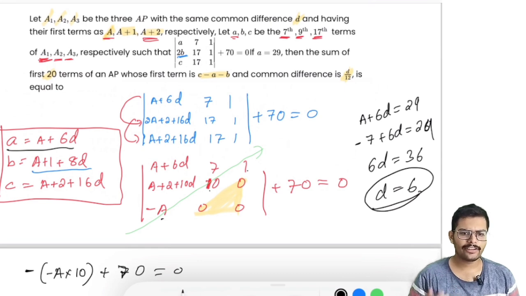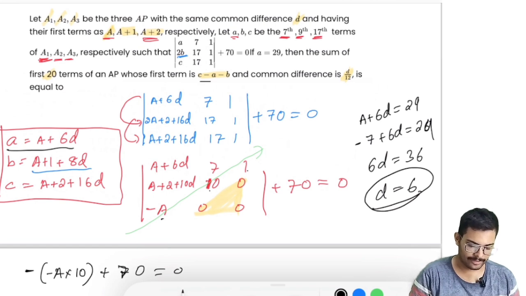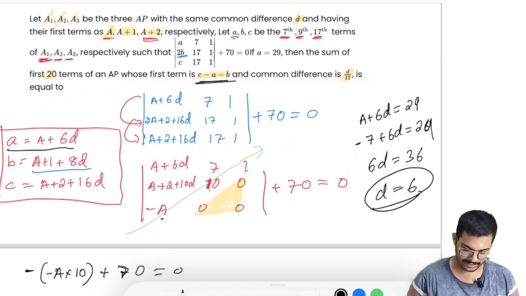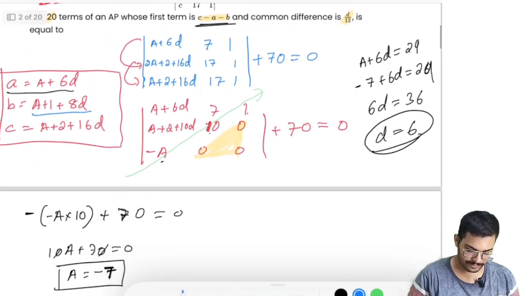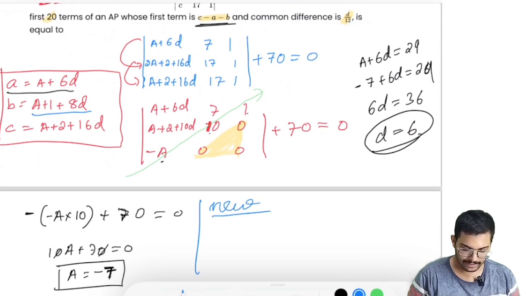Now, we need to find the first 20 terms of the new AP formed. How will you find the first 20 terms of the new AP? What is the first term of the new AP? For the new AP, first term A, we can call it as A or we can call it as A4 or any value. I am calling it K. Let K be the first term of that new AP formed.